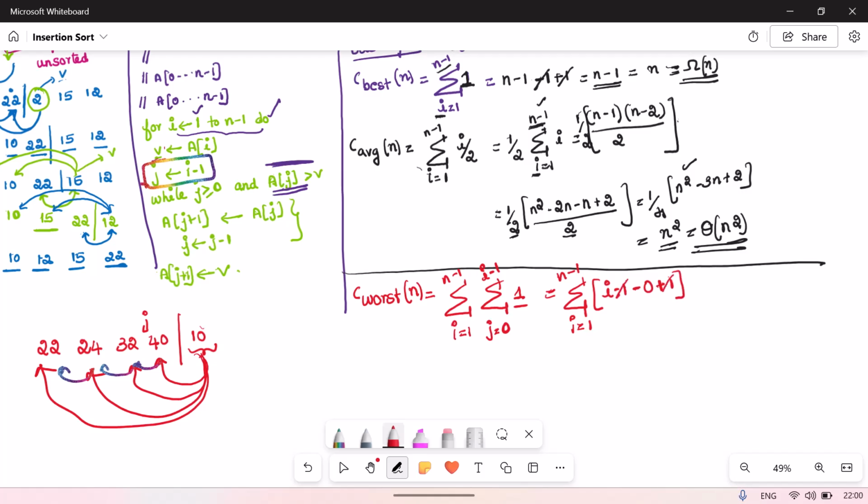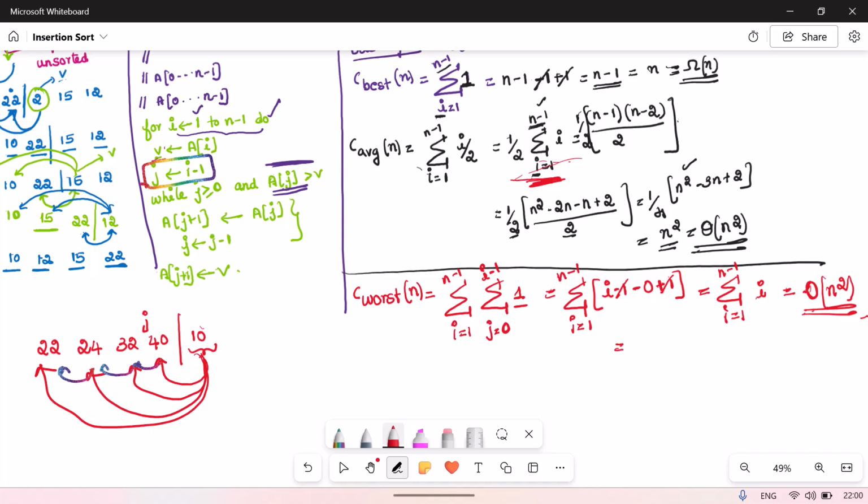Correct? So this and this will cancel. So you will get summation of I equal to 1 to n minus 1 of I. And this is exactly the same as this part. See? So you will get the same value. What is the symbol for worst time complexity? Big O of n.